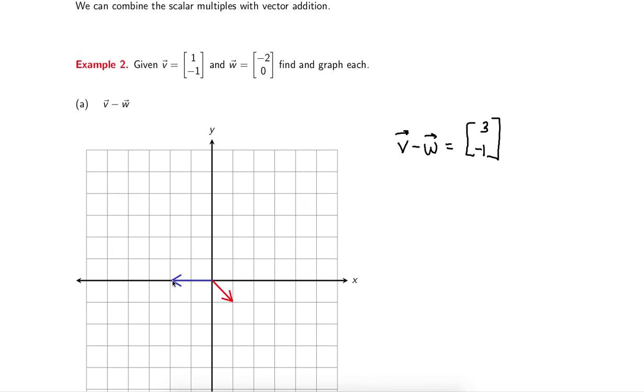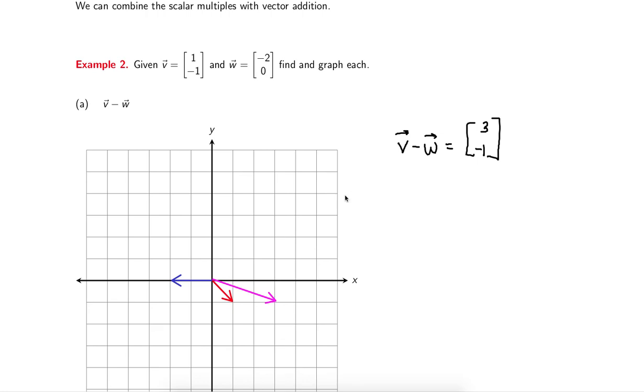We could also take and add the opposite of W. But here we have v minus W is at 3, -1. So 1, 2, 3, -1. Going to end up right here.